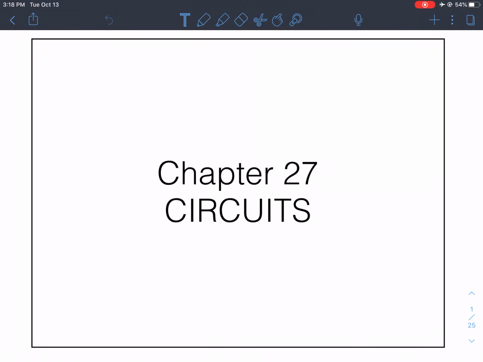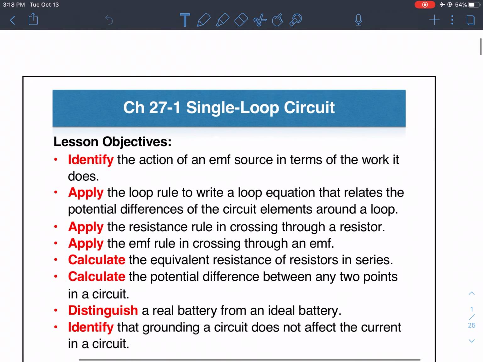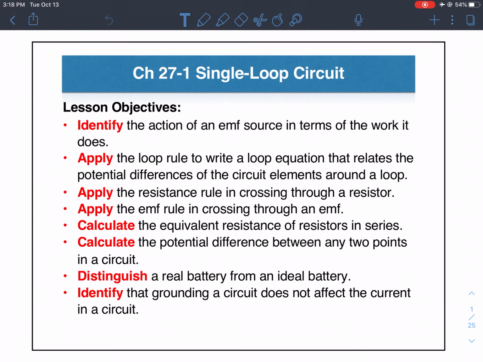Now we are starting circuits, chapter 27, and first we will talk about single loop circuits. Here we will identify the action of an EMF source, electromotive force source, in terms of the work it does. And we will apply the loop rule to write a loop equation that relates the potential differences of the circuit elements around the loop.